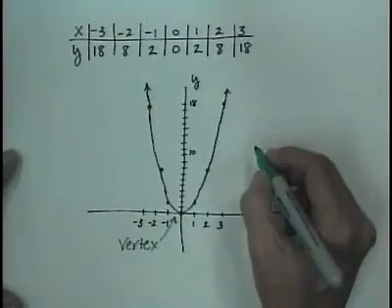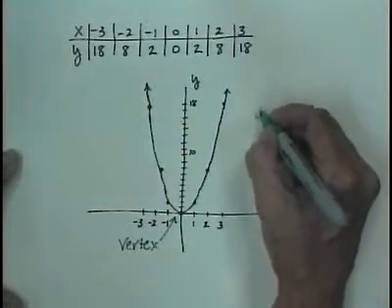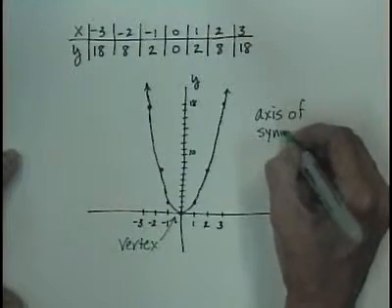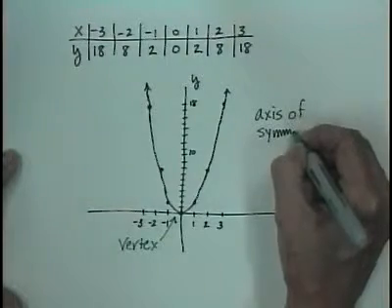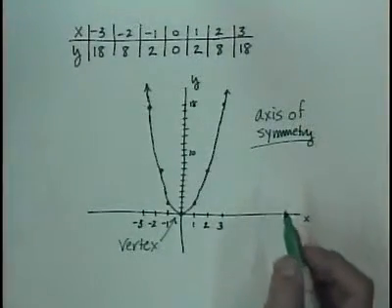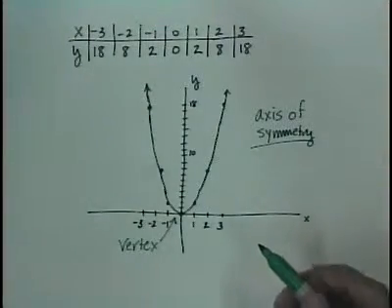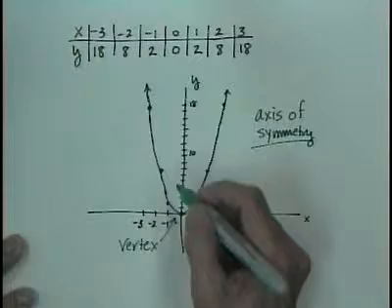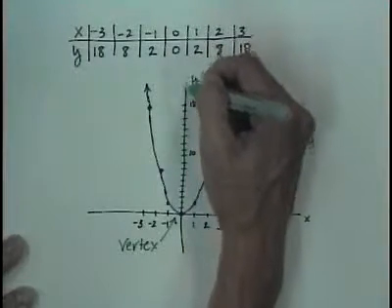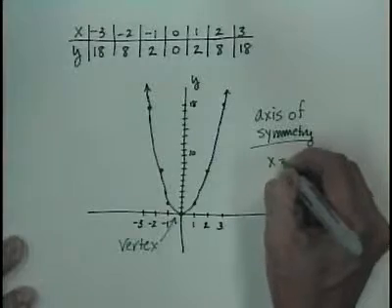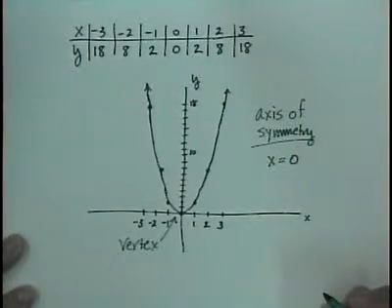The other thing I want to state is something called the axis of symmetry. The axis of symmetry is, for a quadratic function, a vertical line that runs through the vertex. In this case, the axis of symmetry is exactly the y-axis. Its equation is x equals 0.